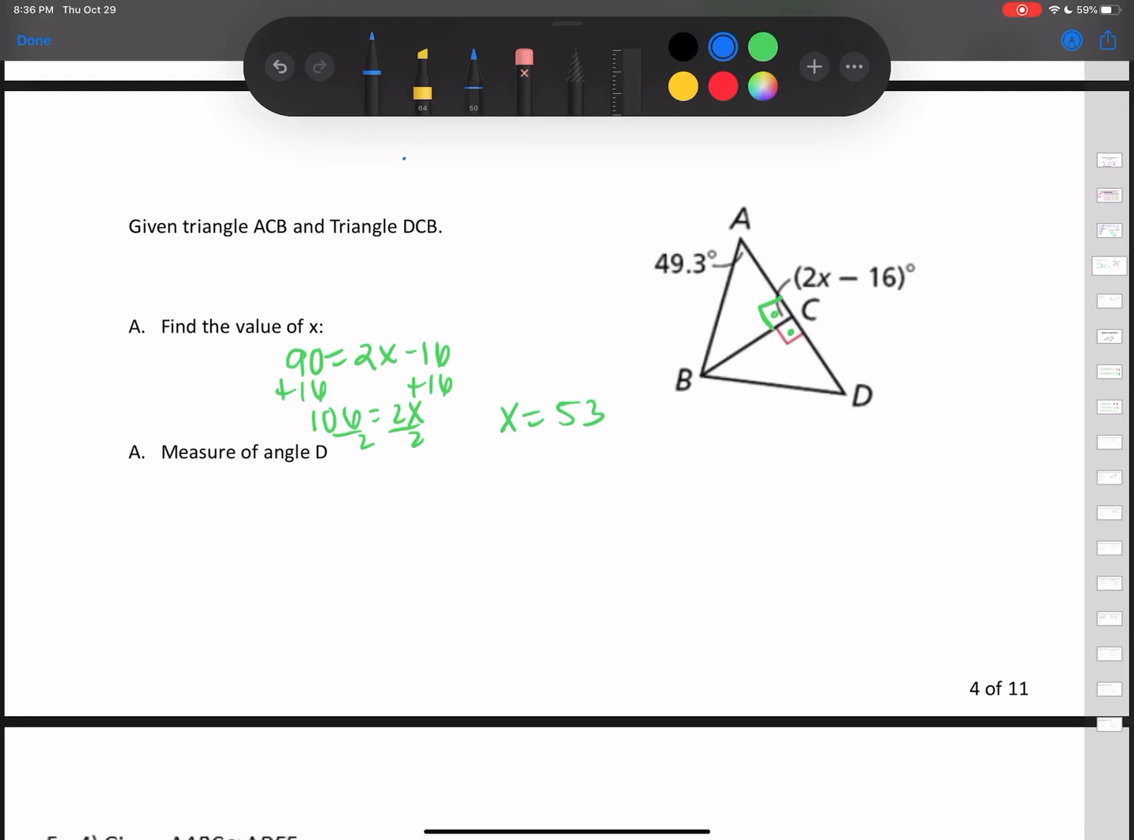For finding the measure of D, it's not so obvious. I mean, it looks obvious, but we can't ever trust a picture. So we know that A and D are in the same position in the lettering. So A is first, D is first. So that means those two are the corresponding parts. So if A equals 49.3, then by corresponding parts are congruent, that means angle D will also equal 49.3.